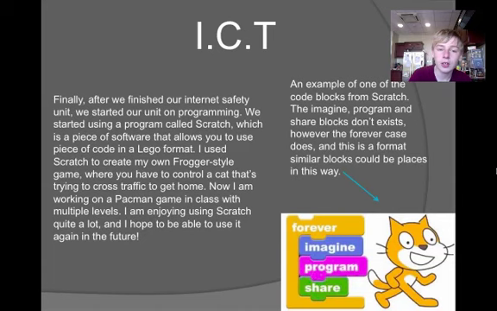Finally, after we finished our unit on internet safety, we started our unit on programming. We started using a program called Scratch, which is a piece of software that allows you to use pieces of code in a Lego format. I used Scratch to create my own Frogger-style game where I control a cat that's trying to cross the road to get home. Now I'm working on a Pac-Man game in class with multiple levels. I'm enjoying using Scratch quite a lot, and I hope to be able to use it again in the future.